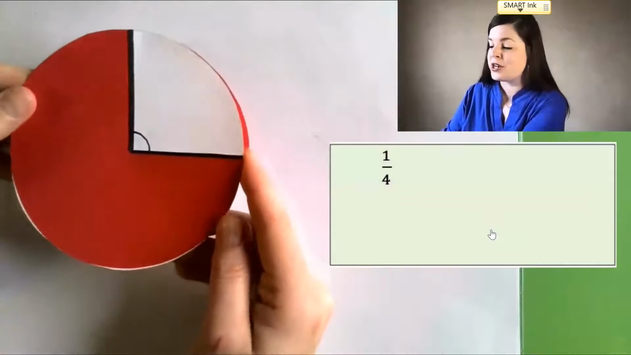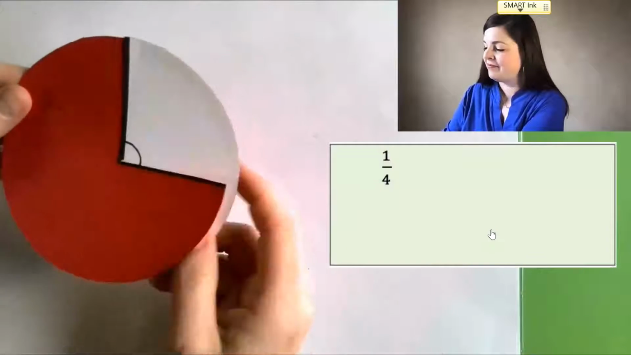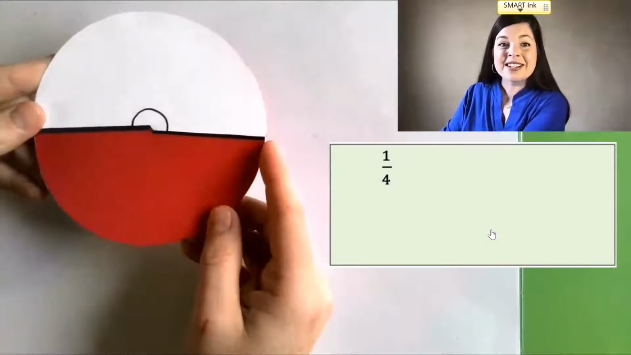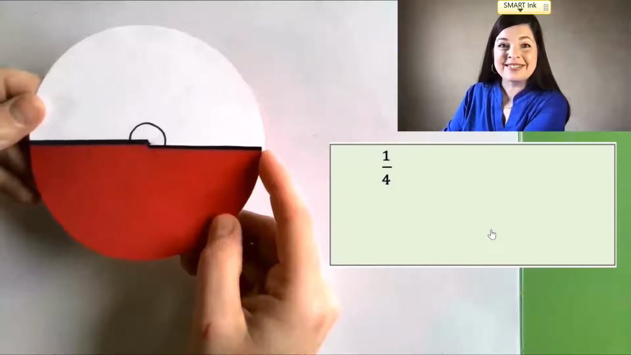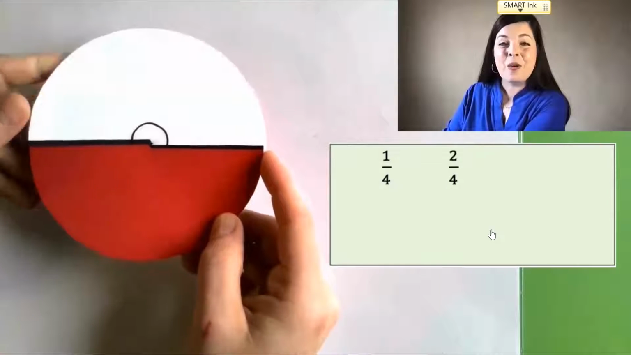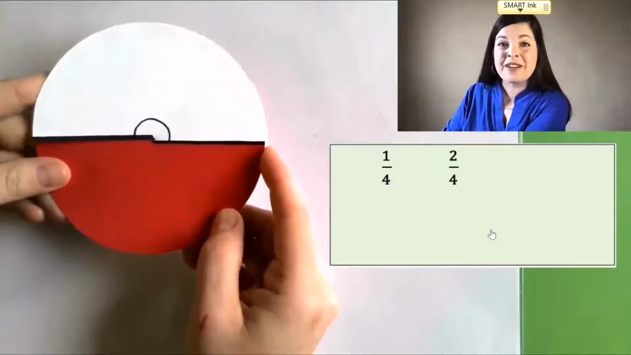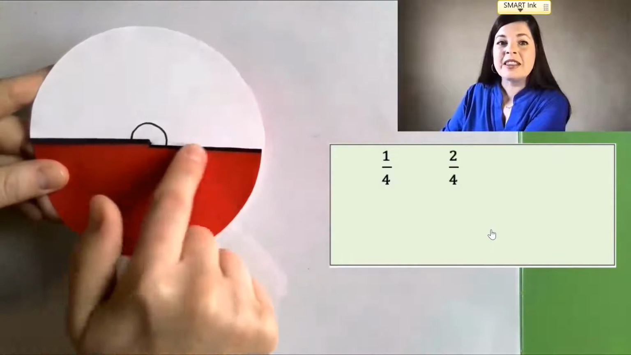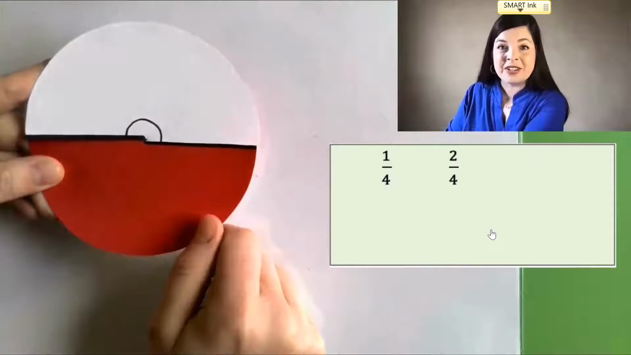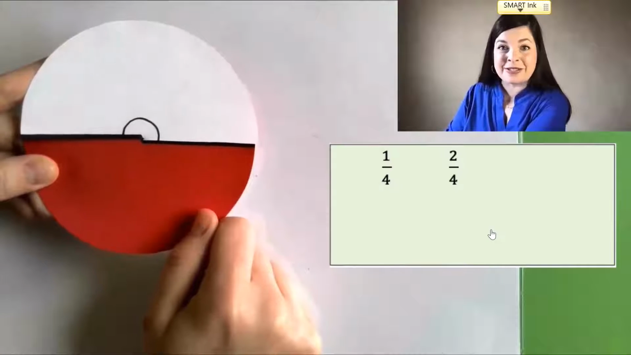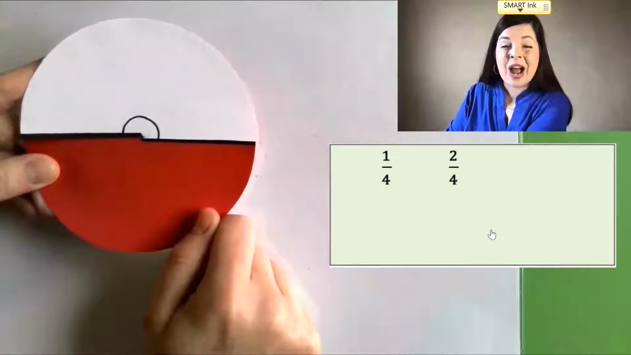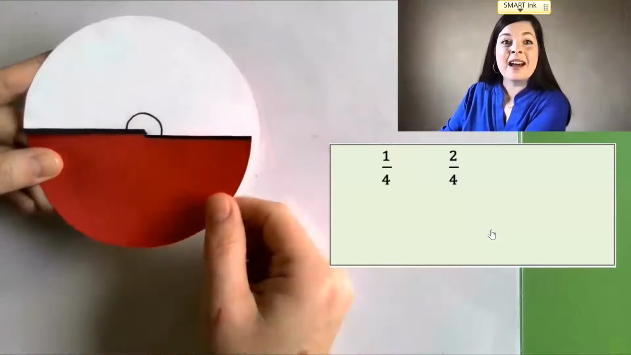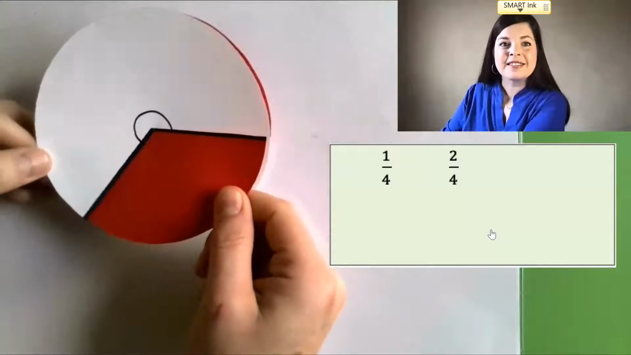Let's make another quarter turn to the left. What fraction of the circular region is white now? 1/2 or 2/4 of the circular region is white. If we were to cut out the angle represented by the white region, what fraction of the circle would we cut out? 1/2 or 2/4 of the circle. Great. Let's make another quarter turn to the left.